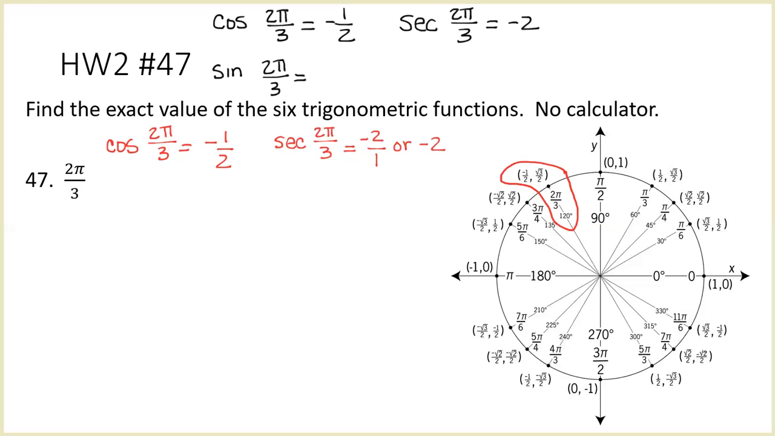So the sine of 2 pi over 3 is your y value, which is just the square root of 3 over 2. So in quadrant 2, cosine is negative and sine is positive. So my sine and its sister will be positive in quadrant 2. So the sine is √3 over 2.